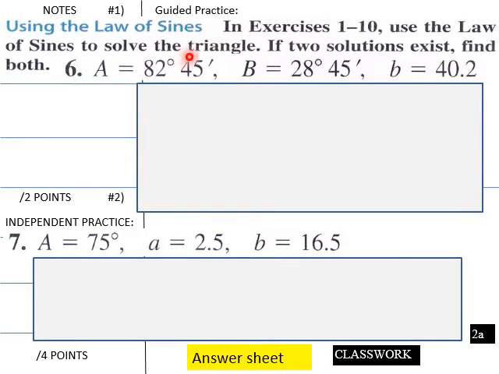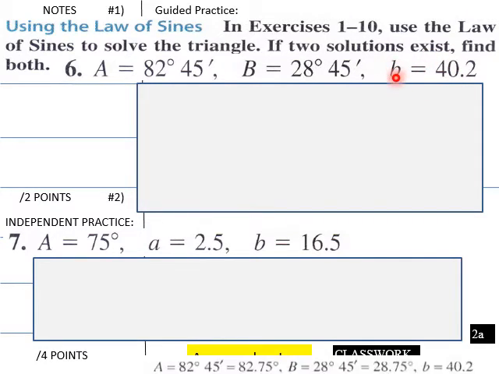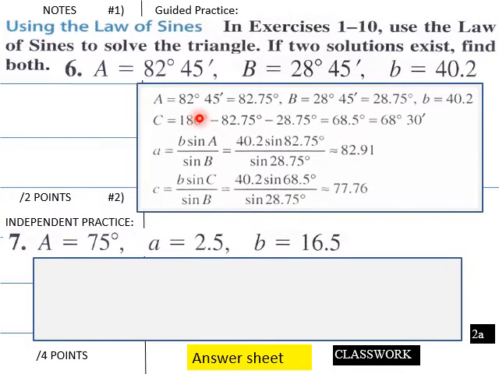Use the law of sines to solve these triangles. If two solutions exist, find both. So for number 6 up here, we have angle A is 82 degrees 45 minutes, and then B would be 28 degrees 45 minutes, and then b would equal 40.2. Or no, wait a minute, this is a dimension here. That'd be the dimension for side b. So this is our setup here.